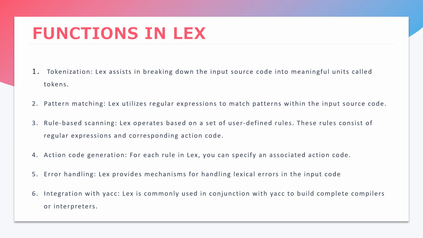Action code generation. For each rule in Lex, you can specify an associated action code. This code is executed when the corresponding pattern is recognized. The action code generated by Lex can be written in the programming language of your choice, often C or C++. It allows you to define custom behavior for handling tokens, such as storing values, performing calculations, or invoking specific functions.